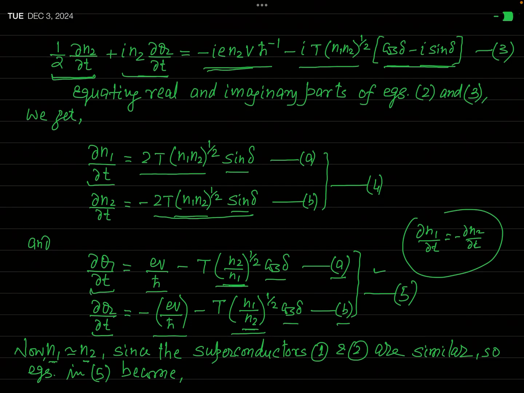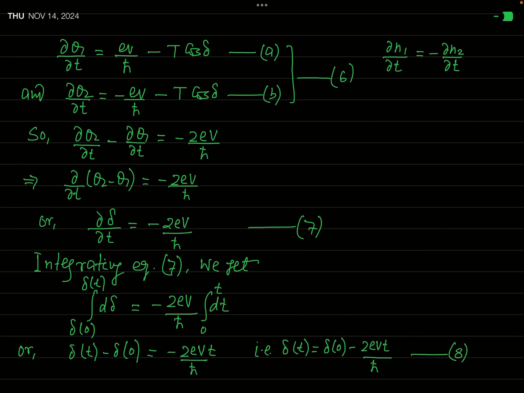So ∂θ1/∂t will be what? That will be eV over ħ minus T cos δ. And ∂θ2/∂t will be minus eV over ħ minus T times cos δ. So I have written that ∂θ1/∂t is equal to eV over ħ minus T cos δ, and ∂θ2/∂t is minus eV over ħ minus T cos δ.